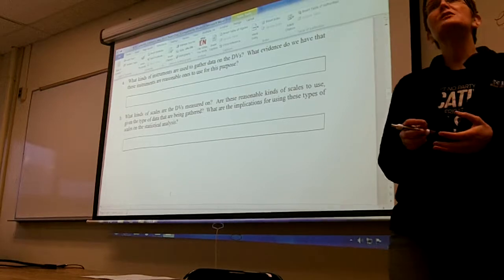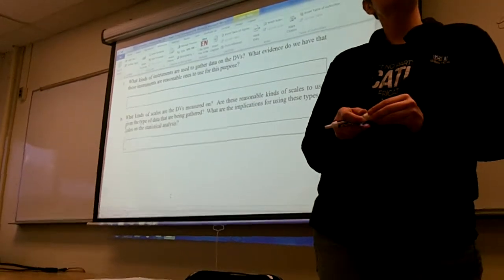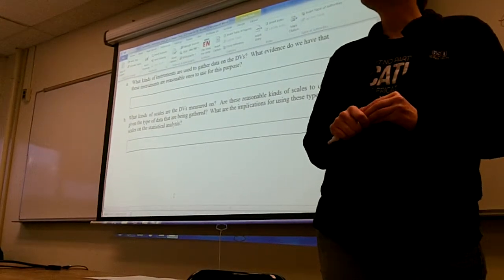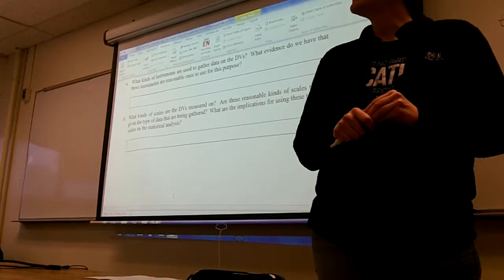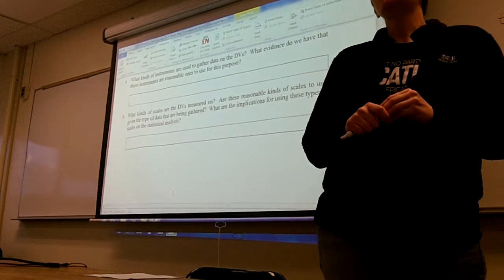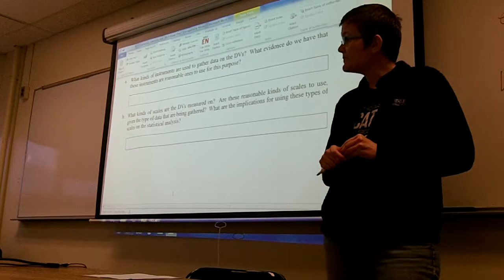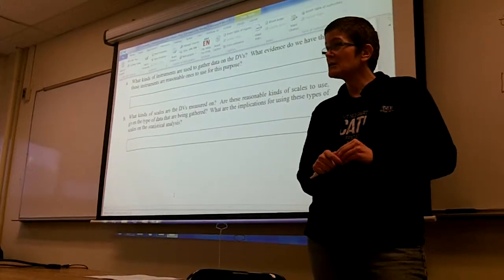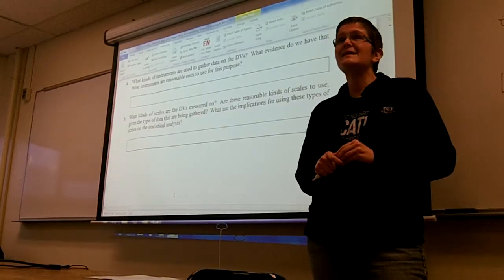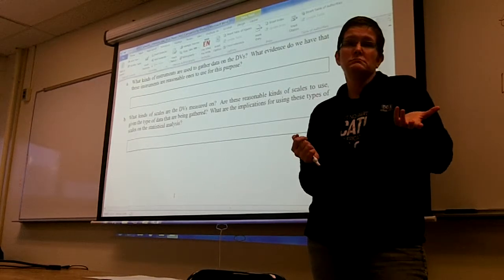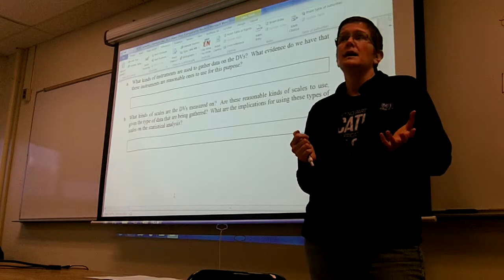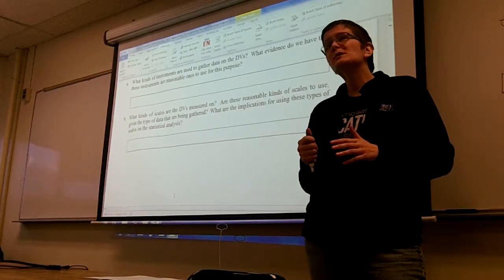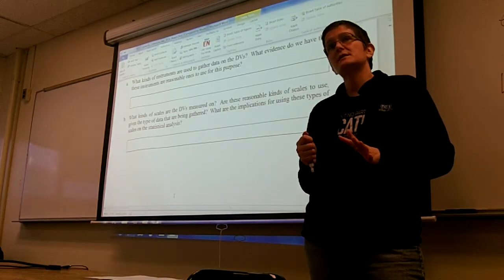Ordinal. Okay, so these are ordinal scales. They have order and categories, right? But one person's strongly agree might be another person's just plain agree. And the difference between strongly agree and agree isn't necessarily the same as the difference between agree and neutral. We don't know. So these are super squishy ordinal scales. They are not interval scales.